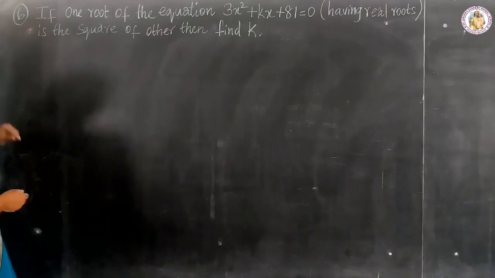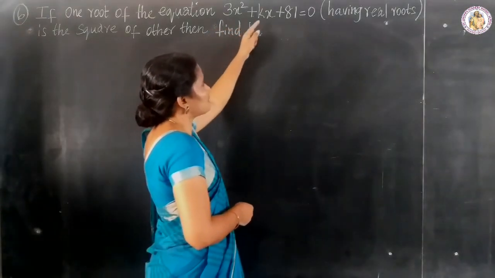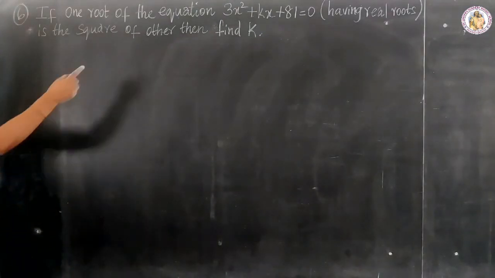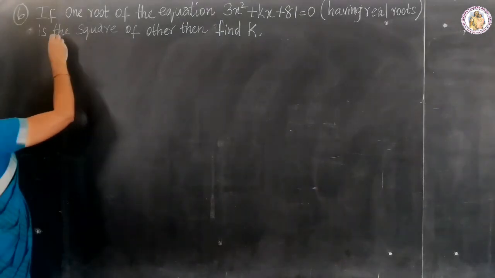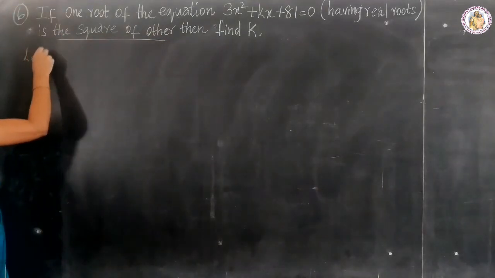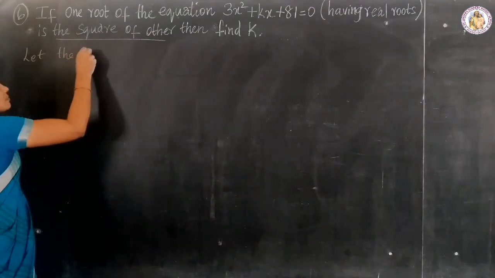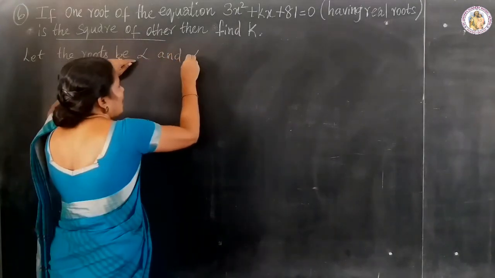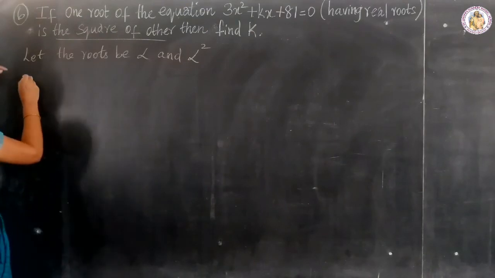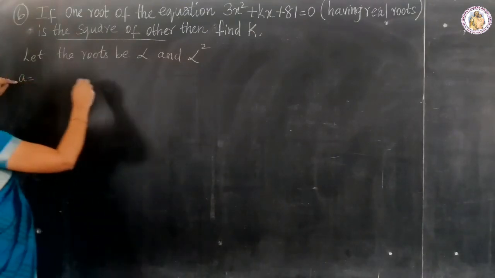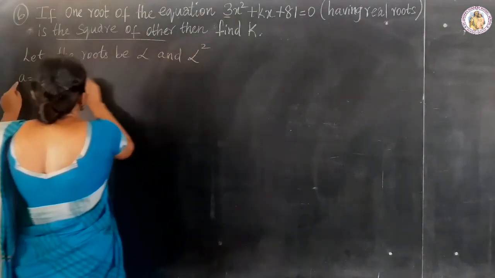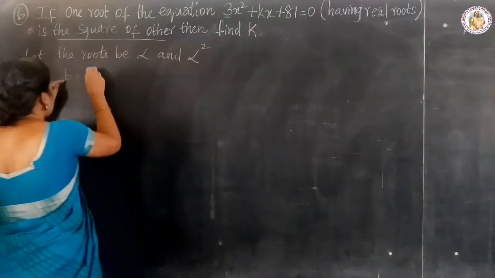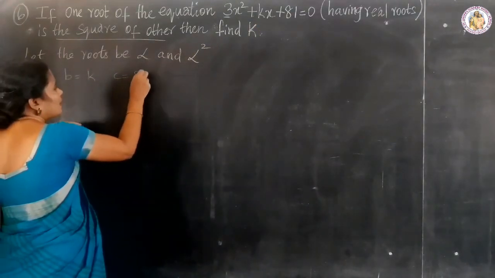Question number 6. If one root of the equation 3x square plus kx plus 81 is equal to 0, having real roots, is the square of the other, then find the value of k. So it is given as the square of the other. So let the roots be alpha and alpha square. Now find the values of a, b and c. Here a is equal to 3, b is equal to k, and c is equal to 81.